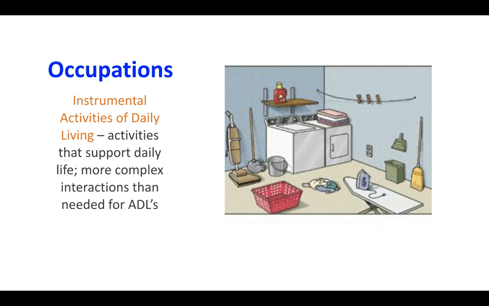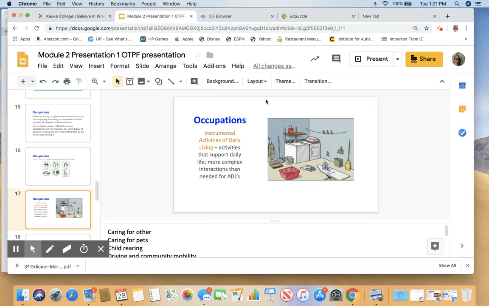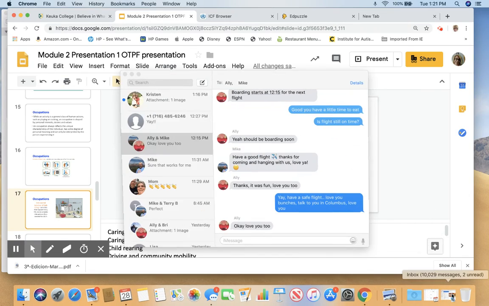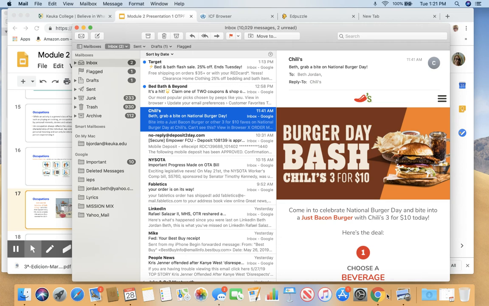Instrumental activities of daily living are activities that support daily life, but they're more complex than other interactions that are needed for ADLs. Now, again, if you look back at the OT practice framework, sorry, wrong thing.